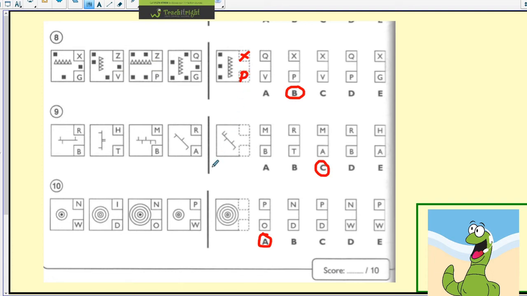Number 9, the upper letter signifies the number of short lines that are on the main line, and the lower letter signifies its orientation. So in this case, we want 1, 2, 3, 4, 5 lines. That gives us an M on the top. And the orientation we want is this diagonal, which matches to A.